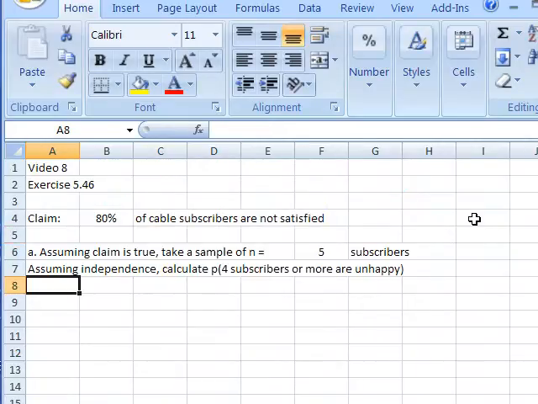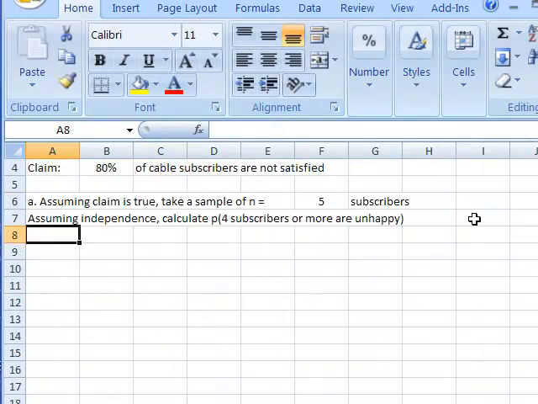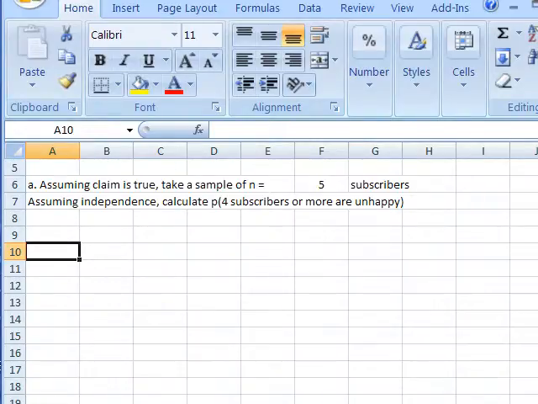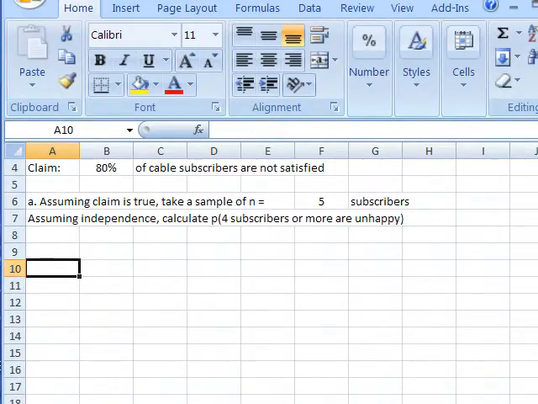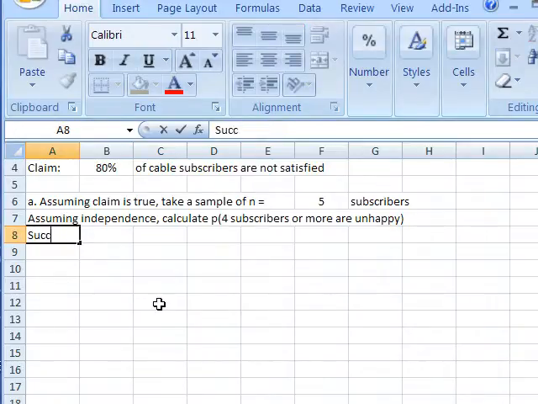Now, what we can do here is, because we have the independence thing going, we can do this as a binomial distribution. So the first question then is, what is our random variable going to be? X. That's the name of it. What does it mean? Well, in this case, it's the number of unhappy subscribers. So we are in effect saying that success is equal to unhappy.